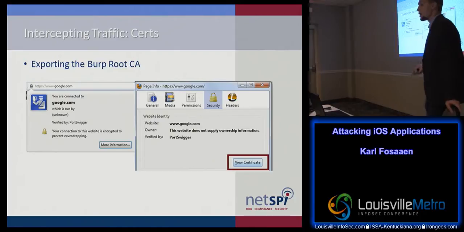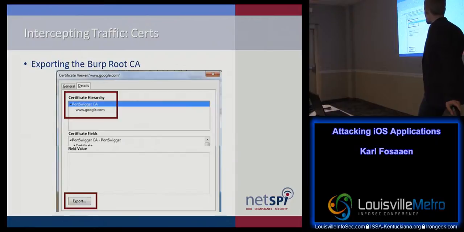So, pretty simply, if you want to do SSL interception from the phone, a lot of the apps are doing SSL transmission between the iOS application and the backend server. So, what you'll want to do is export the root CA for Burp. If you have your browser set up to go through the proxy, go to like https google.com, look at the security information and the certificate, and export that PortSwigger CA. This is the root CA that the Burp Suite program actually uses to sign all of the SSL traffic in between the proxy connection.